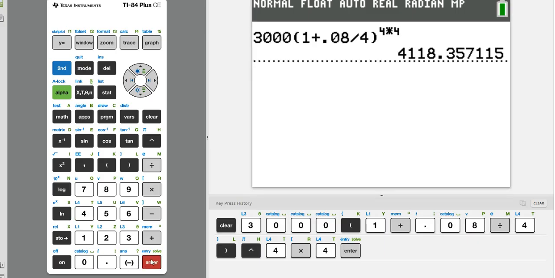So we get 4,118.357. Let's write that down. 4,118.357. Where should I round that off? What does it make sense to round this off to? The second decimal. Yeah, the second decimal, because that's pennies, right?